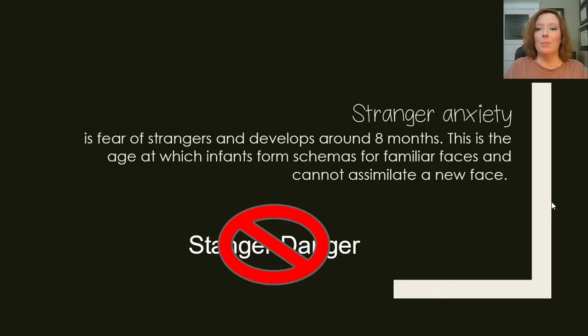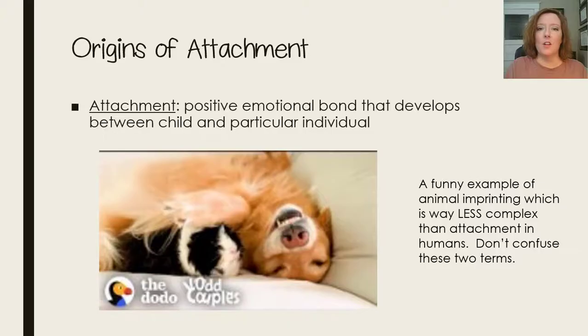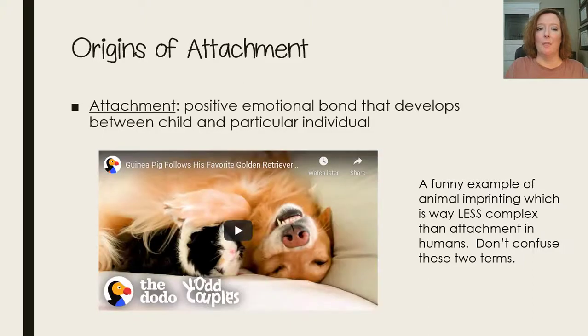Stranger anxiety pretty much happens across the board to some degree. Some children experience it much more vividly than others, but it's a very different concept than stranger danger. So let's talk about how a child becomes attached. Attachment is the positive emotional bond that develops between a child and a particular individual.